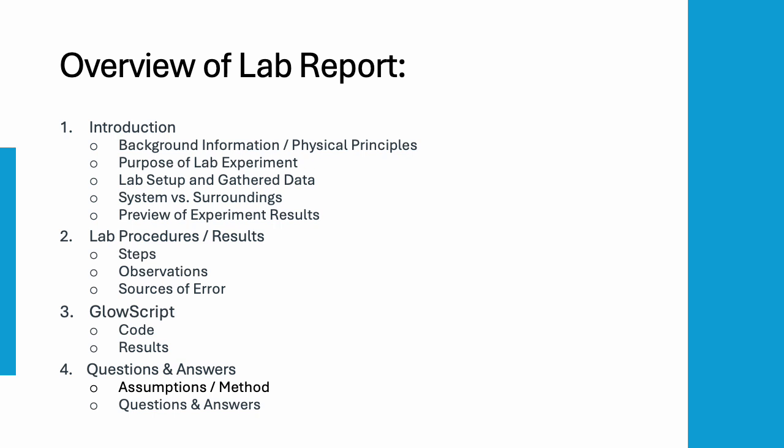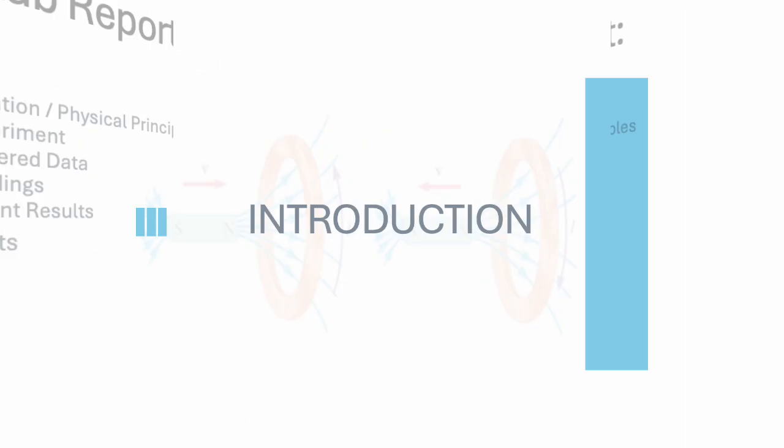As an overview of my lab report, I will first introduce the lab and the physical principles behind it, as well as go over my lab setup. Then I will go over my lab procedures, observations, and calculations. Next, I'll go over my code and its outputs, and I will end it off by answering the 2 questions of the main ideas of the lab.